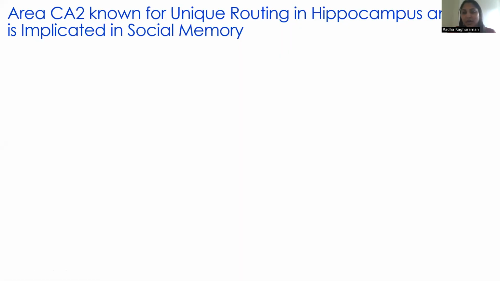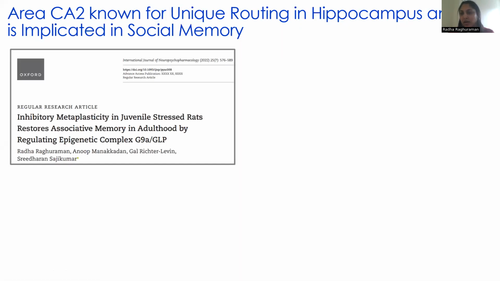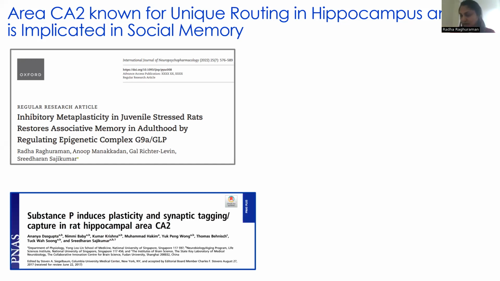Yeah. So just to give you a quick introduction about how this project came about, by the time Saji and I discussed doing this project, I had already wrapped up my experiments on the effect of juvenile stress in the CA1 region. We had a fair idea of how synaptic competition and inhibitory metaplasticity happen because of juvenile stress in area CA1. At about the same time, one of my seniors, Ananya, published a paper on the effect of substance P and how it induces plasticity in area CA2.